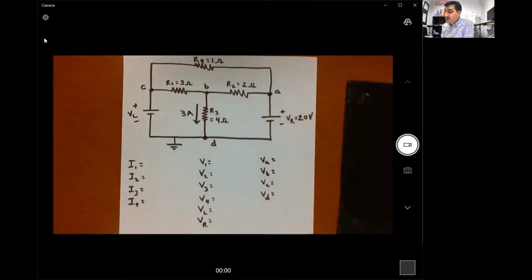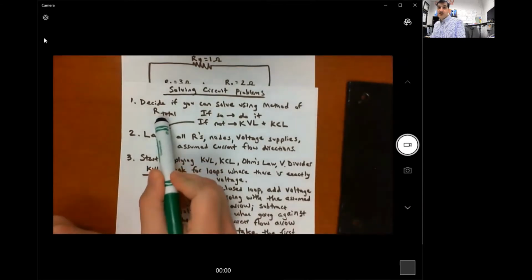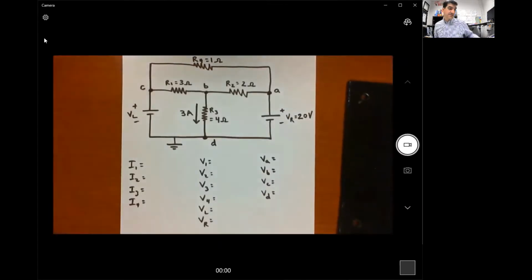So we look at this, and according to our procedure, we try to see if we can solve it using the method of R total, because if so, it's maybe a little bit easier. We ask, is there anything here I can combine in series or in parallel? And the answer is really nothing. There's nothing here that is in series or parallel with anything else. So pretty clearly the answer is no. I can't use the method of R total on this circuit, so I'm going to have to use KVL and KCL equations combined with maybe Ohm's law, maybe voltage divider.